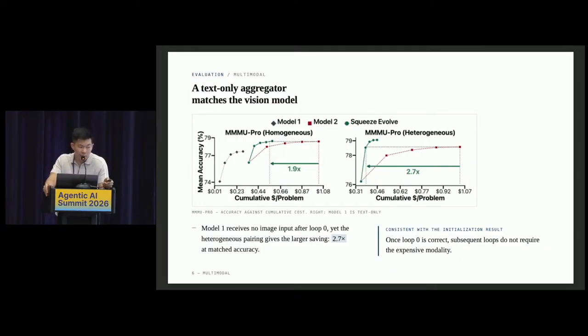But in the Squeeze Evolve method, where we use a combination of a powerful model as well as a cheaper tier model, we're able to reduce the cost significantly, and in some cases, in the heterogeneous case, we're able to outperform the single model scenario. So we're very excited to share this, and this work has been integrated into NVIDIA Dynamo.